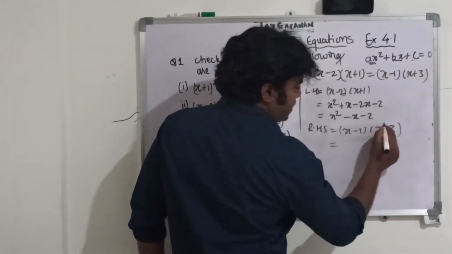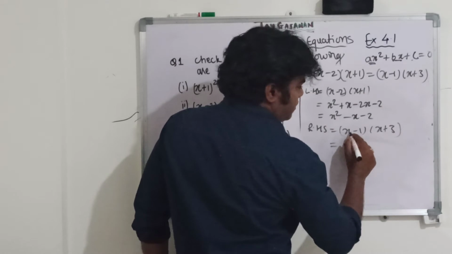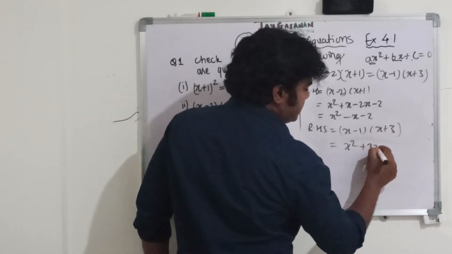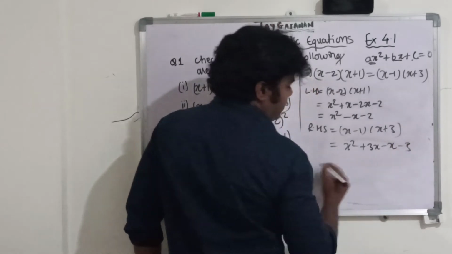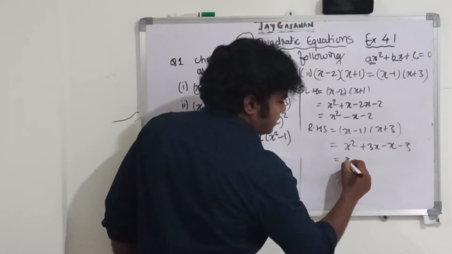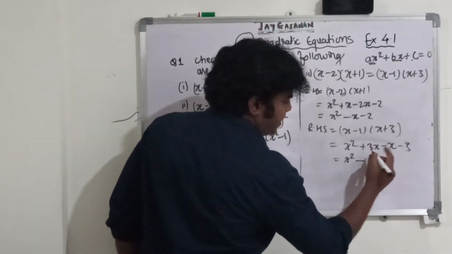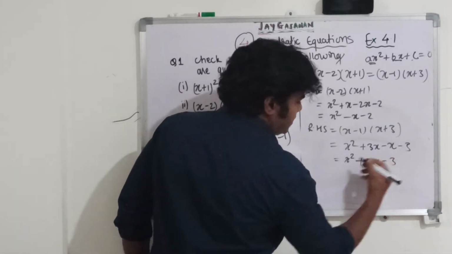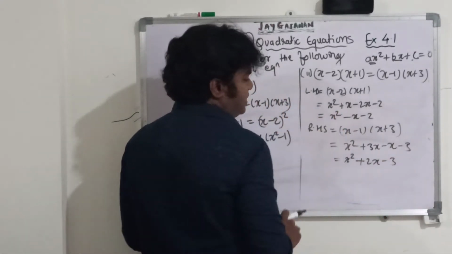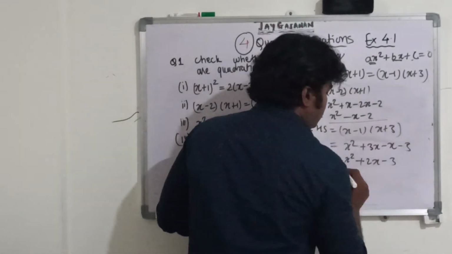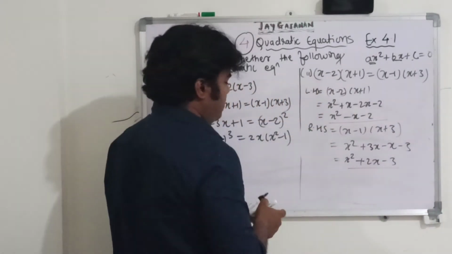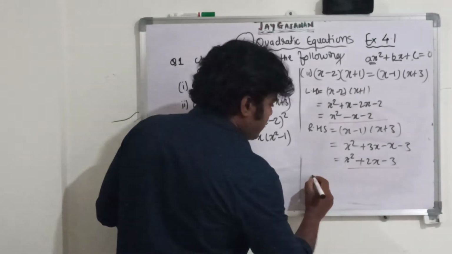So this will give you x into x square plus 3x minus x minus 3. So then x square plus 3x minus x, that is 2x, minus 3. So this is your LHS and this is your RHS. Let us combine them, let us equate them.